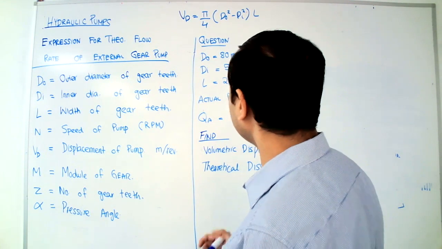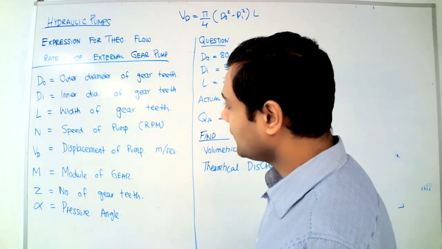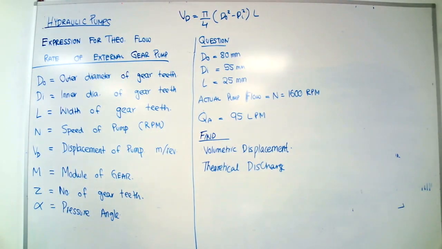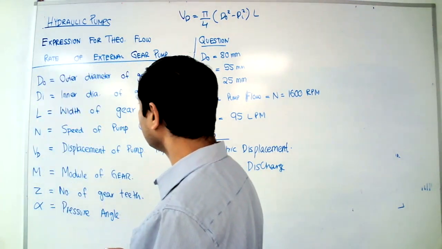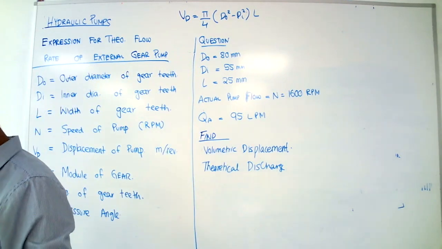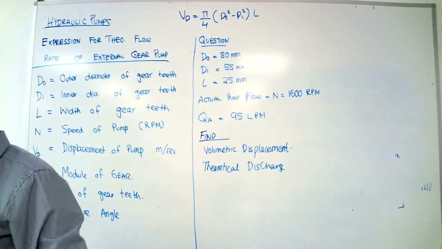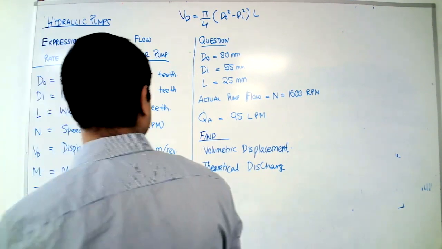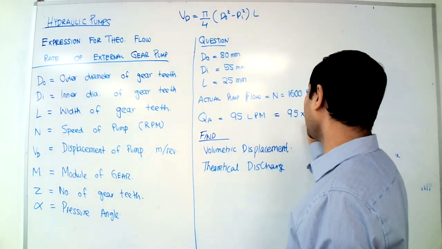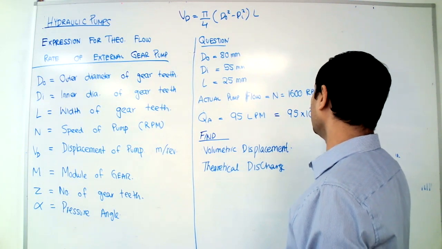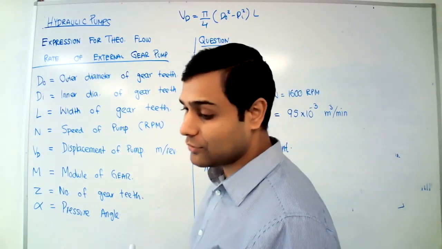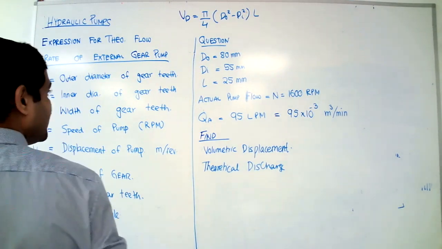So we got the width already. We got the outer diameter as 80, inside diameter is 55, the width is 25. So now we can convert all these into meters. QA is 95 LPM, which is 95 times 10 to the minus 3 meters cube per minute. You can convert into meters cube per minute by multiplying by 10 to the minus 3. So this is the actual flow rate.